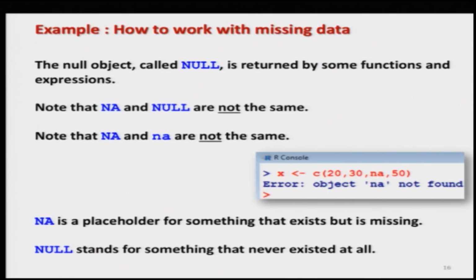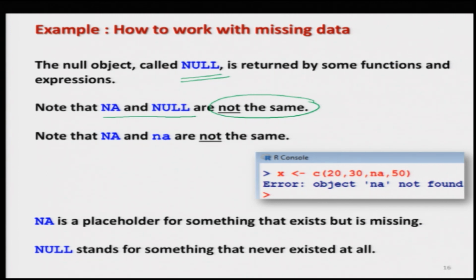Okay. Now let us come back to our slide, and let me address the last topic of this lecture. There are two things in R, one is NA and another is NULL. And this is actually an object which is returned by some functions or some expressions. Remember one thing, that NA and NULL are not the same. These are two different things.